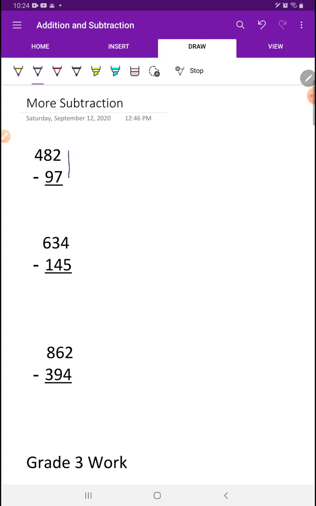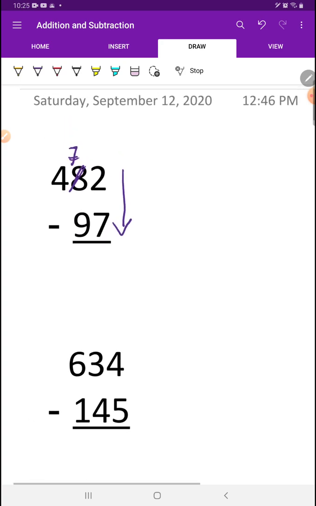So again, as always, we're going down. So 2 minus 7 is not possible. I'm going to cross out the 8 and I'm going to write a 7. Remember, always do that writing. That's super important, okay? And then I'm going to make the 2 into a 12. Cross out, write the smaller number, 1 smaller.